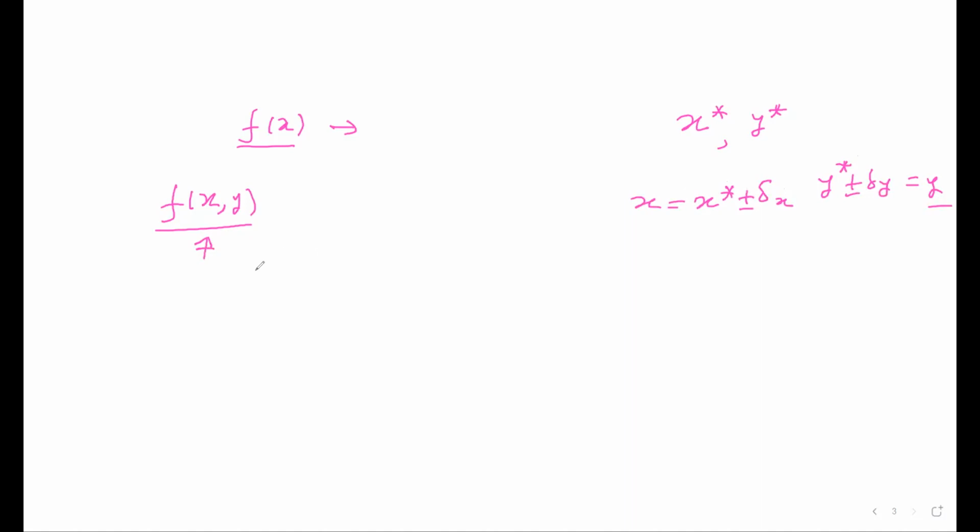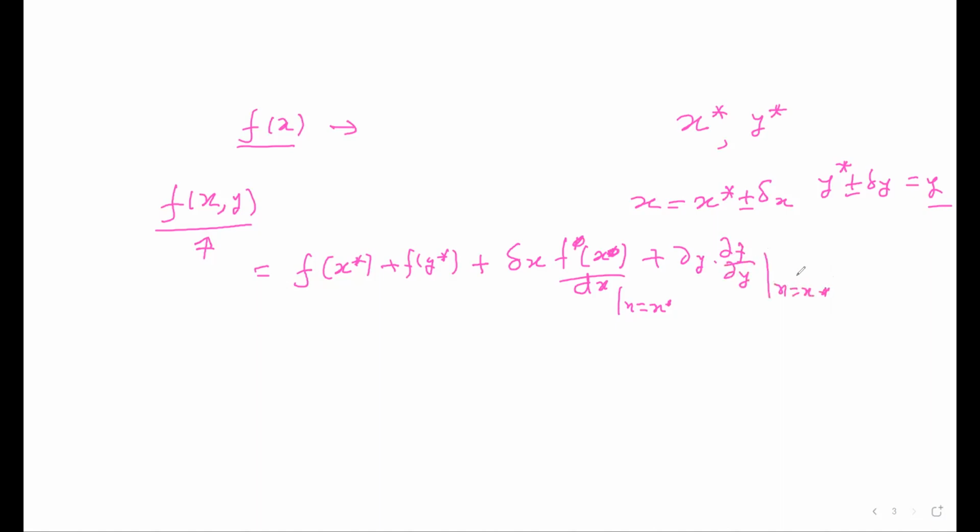Yes, sir. And that will be equal to what? It will be equal to f(x asterisk, y asterisk) plus your step size, for example, delta x into df by dx at x equal to x asterisk, plus delta y into df by dy at y equal to y asterisk. Exactly. So in this way, you can proceed with your higher derivatives.